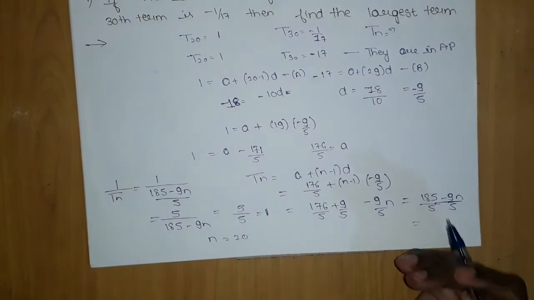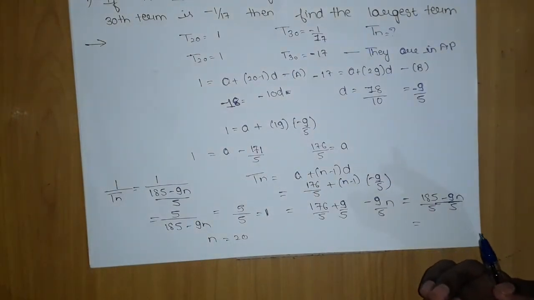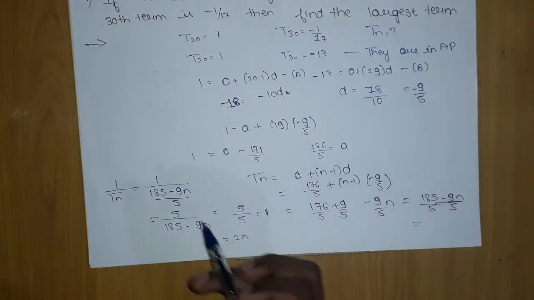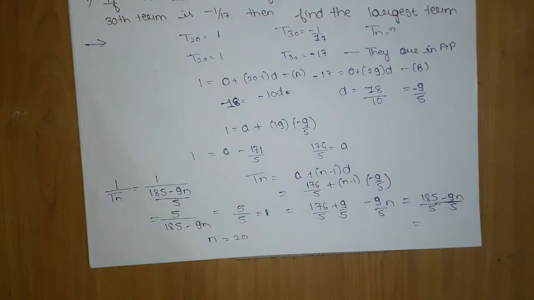Because we cannot find a better n here, that is the problem. So you have to analyze the Tn equation. That is the thing which it wants to teach us.